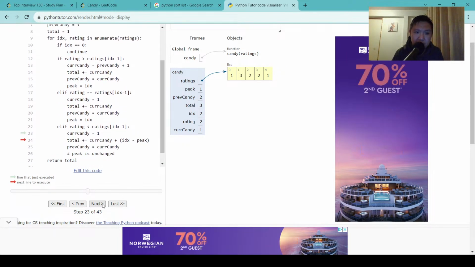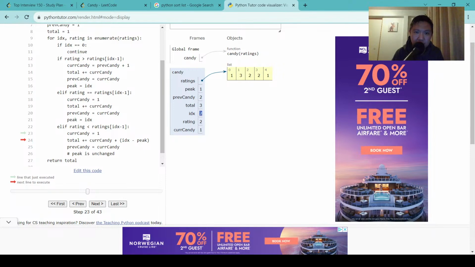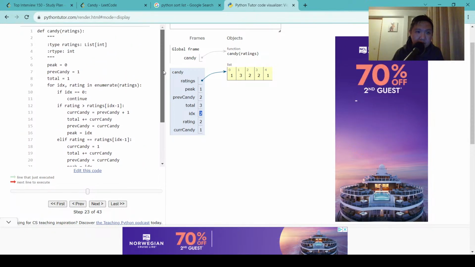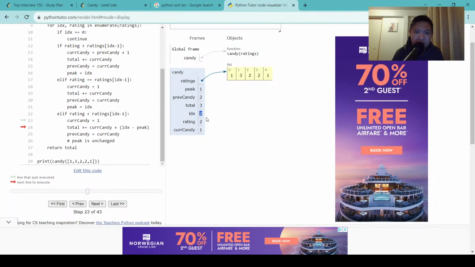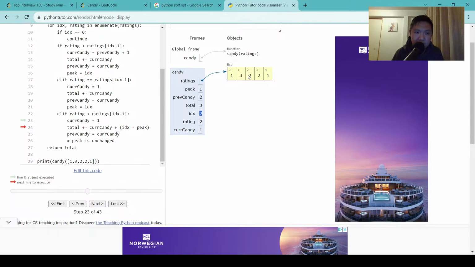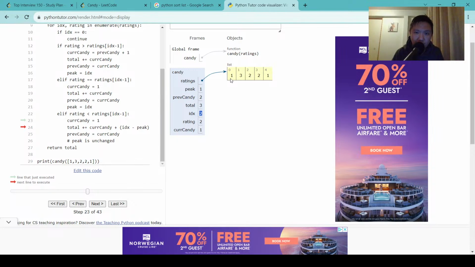Okay. So now index is 2. What is rating? Oh, index is 2. Rating is my current rating. It's 2. Okay. This is smaller than the previous one. Peak is 101. Okay. So moment of truth.